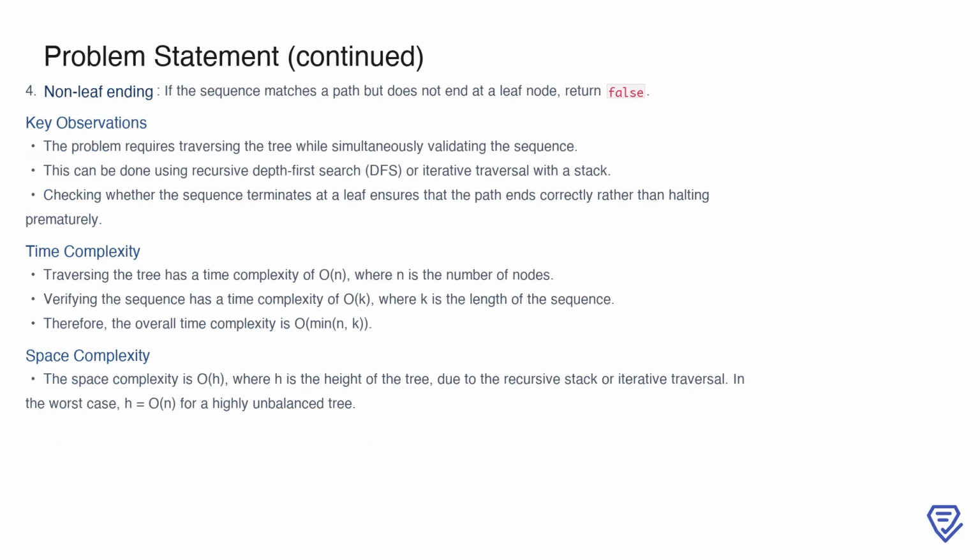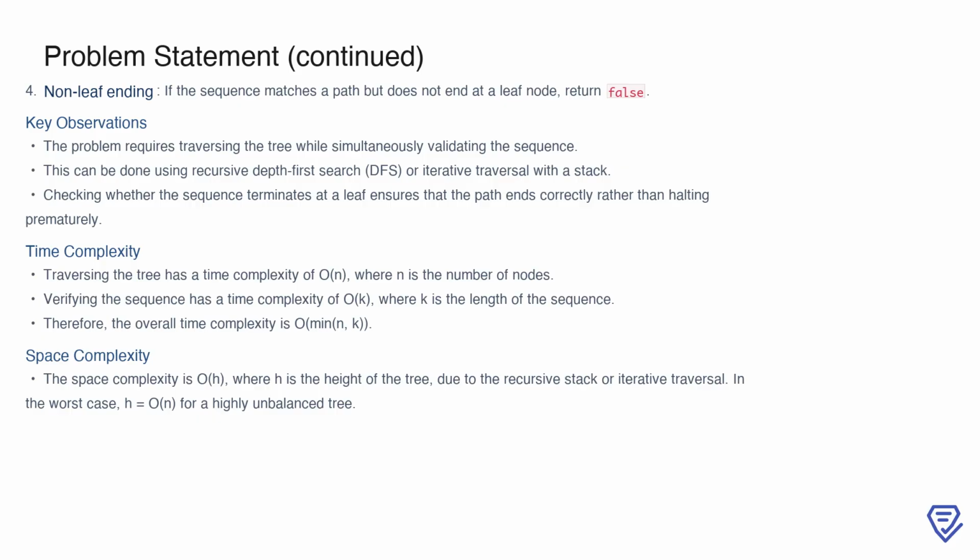When solving this problem, there are several key observations to keep in mind. First, the task requires traversing the tree while simultaneously validating the sequence. This can be achieved using a recursive depth-first search or an iterative approach with a stack. Additionally, verifying whether the sequence ends at a leaf node ensures that it adheres to the requirements of the problem.